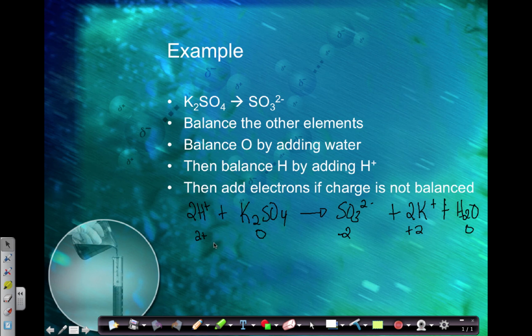So I focus on the more positive side and I add electrons to it, because I can't add electrons here and make the numbers go down. But I can add 2 electrons to this side to make it equal 0. 2 times -1 would give me -2, plus a +2 would give me a 0 overall. All right, so that's my first reaction. So now I'm going to come back to that after I look at the other reaction.